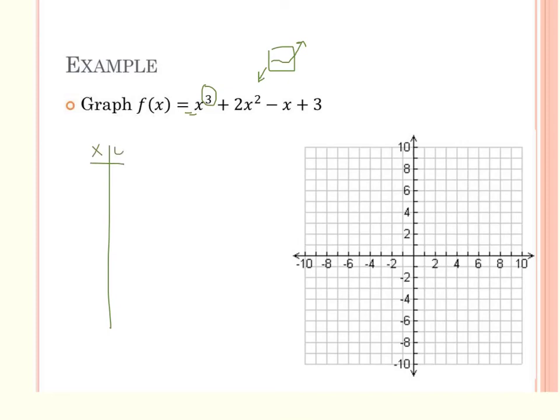You use a table, and we need to plot enough points that we know where this is. So I would probably start with 0. If you put 0 in for x, you're going to get 3. Okay, and then it's just really trying to figure out what x's you need. So if I put in a 1 for x, and I'm going to go ahead and set up my calculator to do these for me, I get 5.